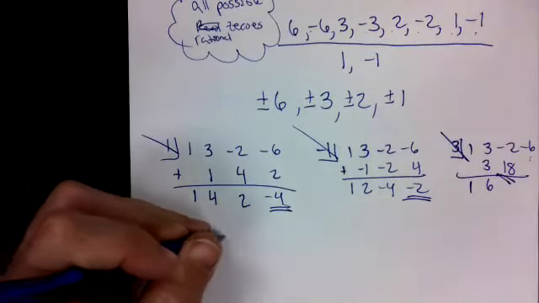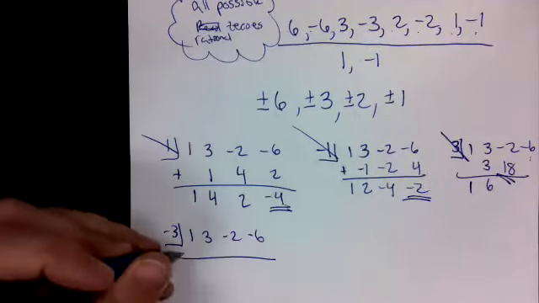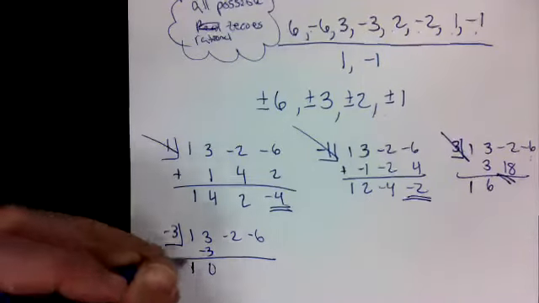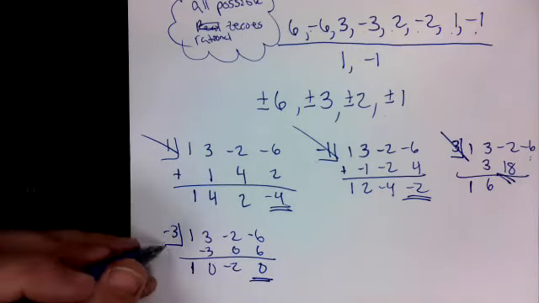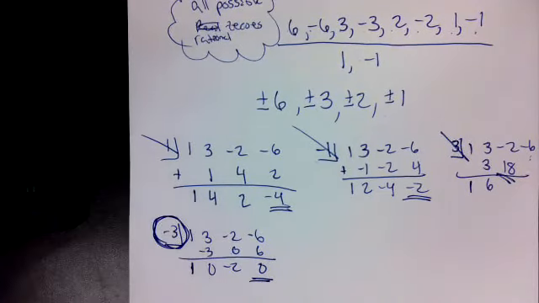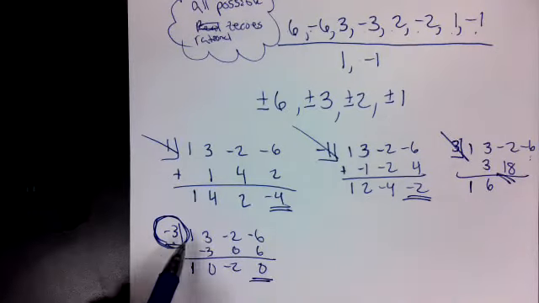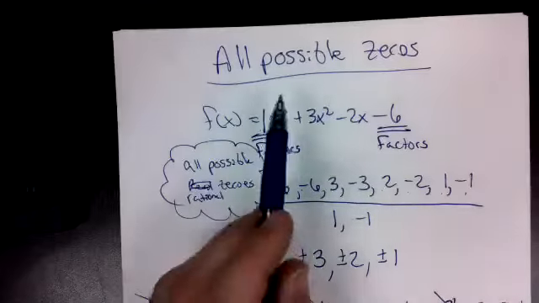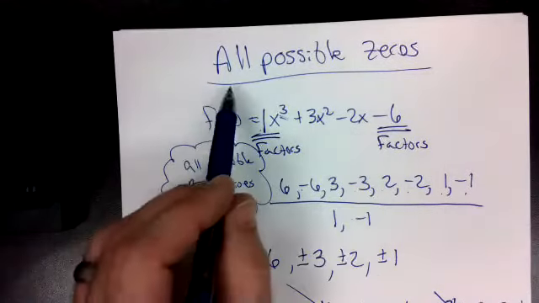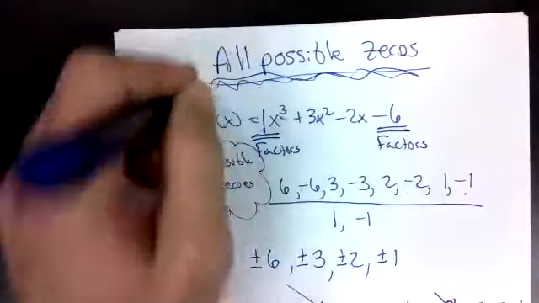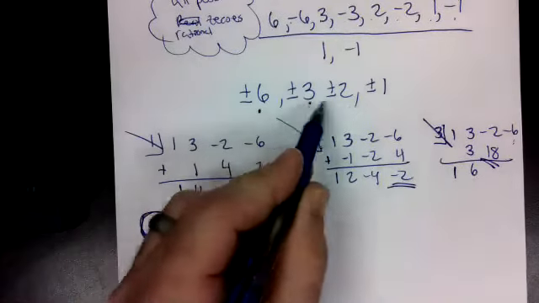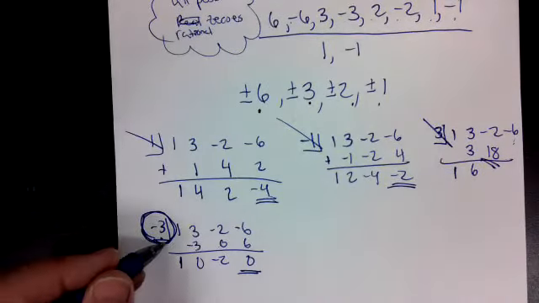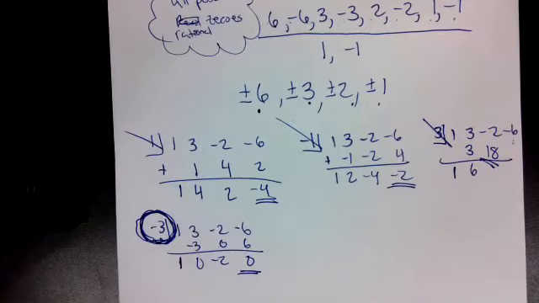But if I work this out right, all right, I finally got one. So negative 3 is a zero. So if I tried negative 3, again, with my original problem, so this was my original problem, and then my prompt was to find all the zeros. So this was my list of possibles, and I found one.